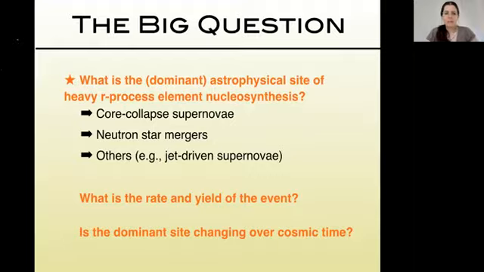My colleagues and I have been interested in figuring out the astrophysical site for a while. As it turns out, Reticulum II was an ideal target to learn more about this. Associated questions are, of course, what the rate and the yield of the event are, and whether the dominant site changes over cosmic times. So let's try to answer this.